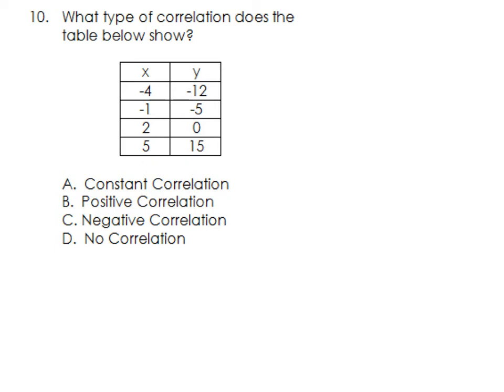So first we're going to just look at what the data is doing. So if we look at the X, we're going from -4 to -1 to 2 to 5. So they're getting bigger. Now let's look at the Y. We're starting at negative and also getting bigger. So both pieces of my data are going the same direction. If they're walking together the same direction, they're a positive correlation.